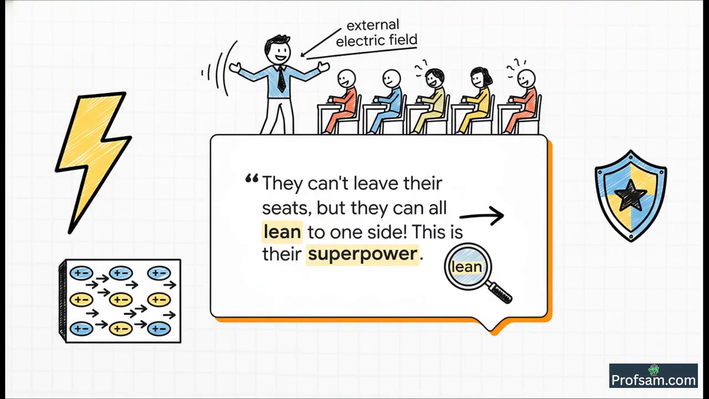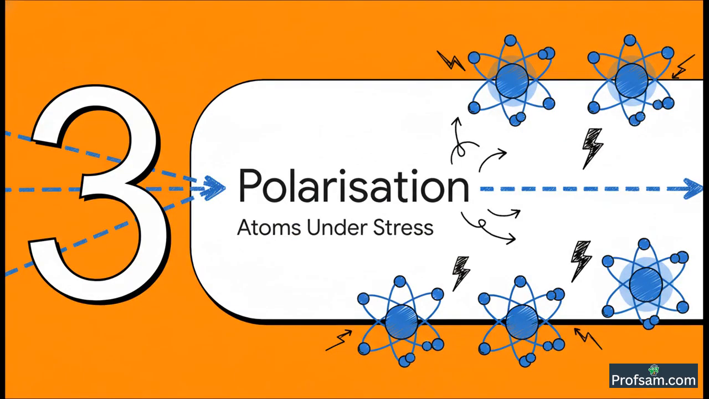But here's the crucial part. Just because the students are stuck in their seats doesn't mean they're completely frozen, right? Imagine the teacher, who is like our external electric field, stands at the front of the room. Now what can the students do? They can't get up and run around, of course not, but they can all lean to one side. They can shift a little bit in their seats, and this little leaning action, this is the secret superpower of all dielectrics. So this leaning of the students, what do we call it in the proper language of physics? Well, this brings us to the absolute core concept for today, bacho, polarization.